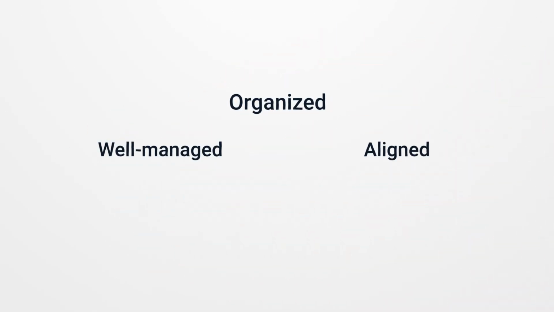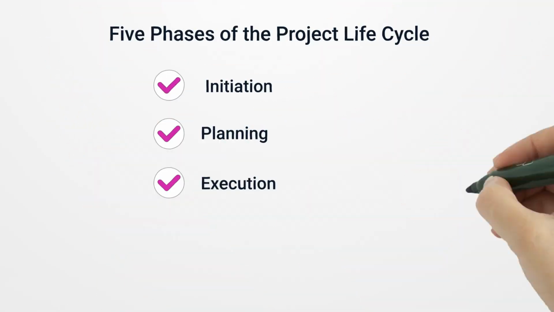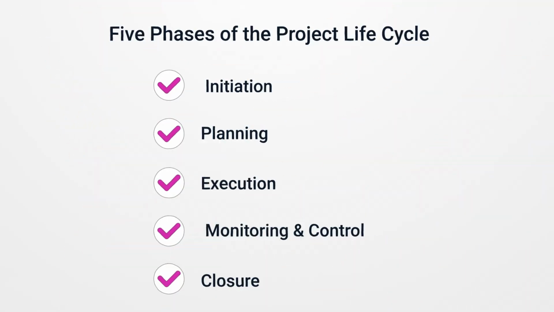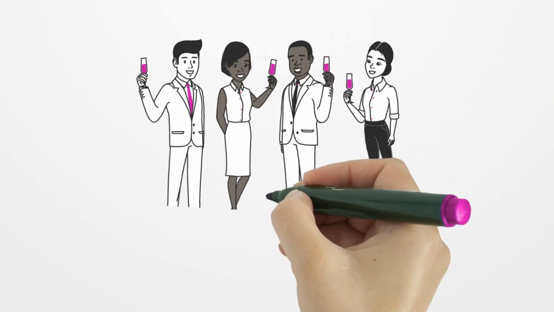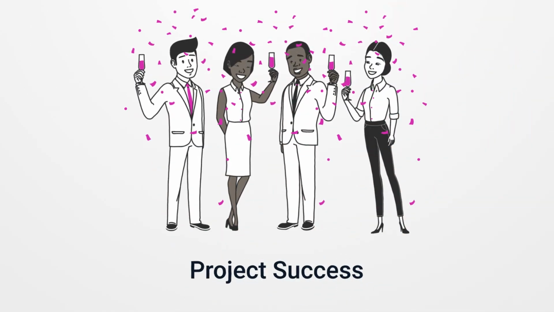The 5 phases of the project lifecycle are: 1. Initiation, defining the project and securing approval. 2. Planning, developing a roadmap for execution. 3. Execution, carrying out project activities. 4. Monitoring and control, tracking progress and making adjustments. 5. Closure, finalizing and delivering the project. Each phase has specific activities, deliverables, and stakeholder involvement to ensure project success.